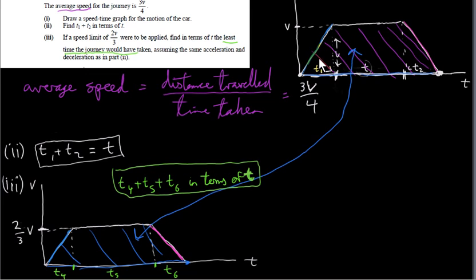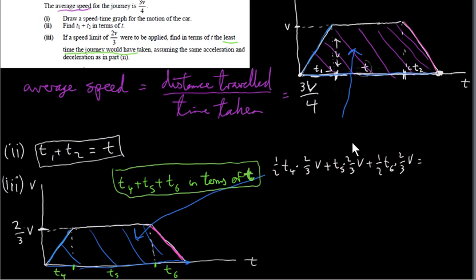So let's start by looking at the two areas. Well, what's the area of this here? Well, it's the area of the triangle, which is a half t4 times the height, which is 2/3 v, plus this area of the rectangle is t5 times 2/3 v, plus the area of this triangle here, which is half the base, a half t6 times 2/3 v.